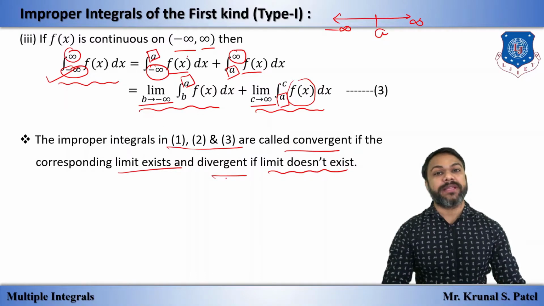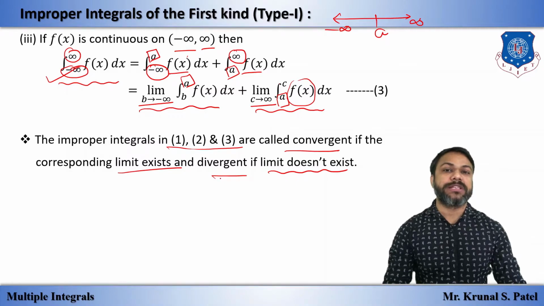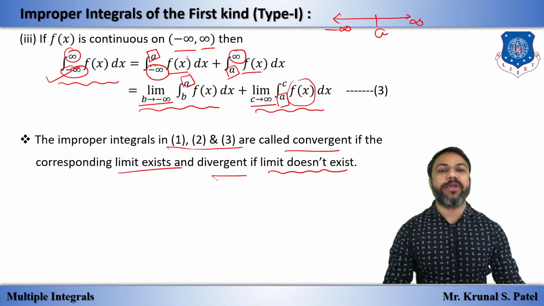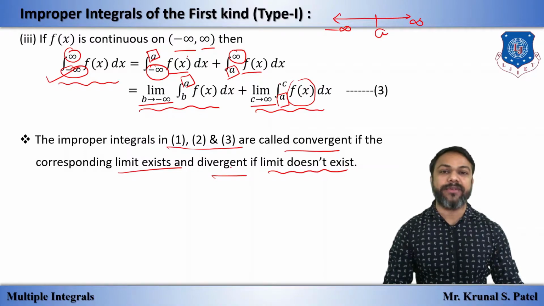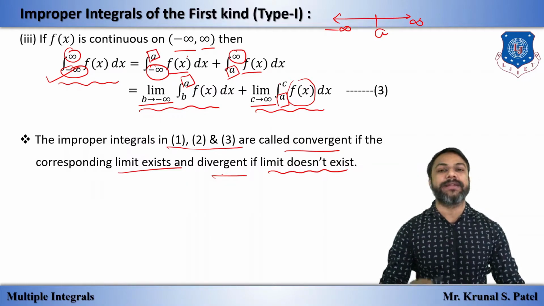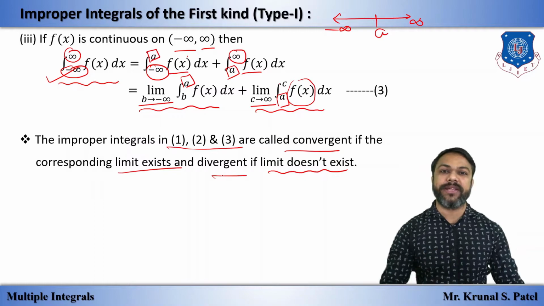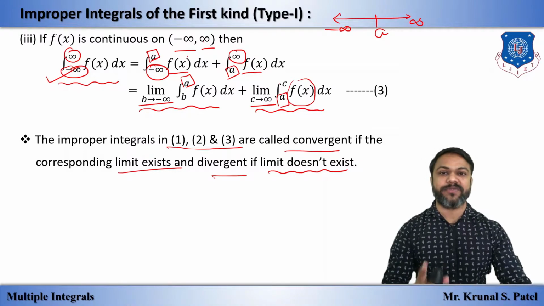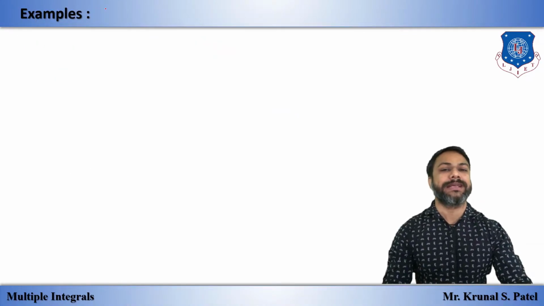Okay, so in this chapter also some questions are given like this, on the convergence of the integral. At that time we have to keep this thing in mind: if the answer of integration is finite, then it is convergent, and if the answer of integration is infinite, then it is divergent. So simple. To understand this first kind, let's have a look at an example.